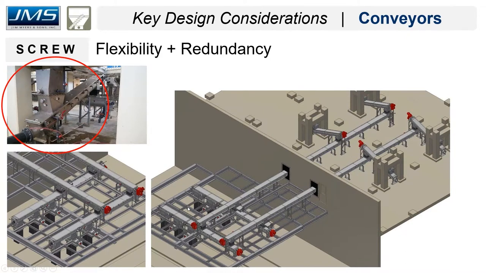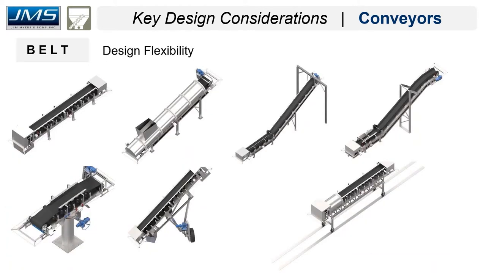Truck loadout conveyors are on the second floor and show how integral the structural design and the conveyor supports need to be. Early building design should include conveyor design. Belt conveyors are as flexible as screw conveyors, including pivoting systems.